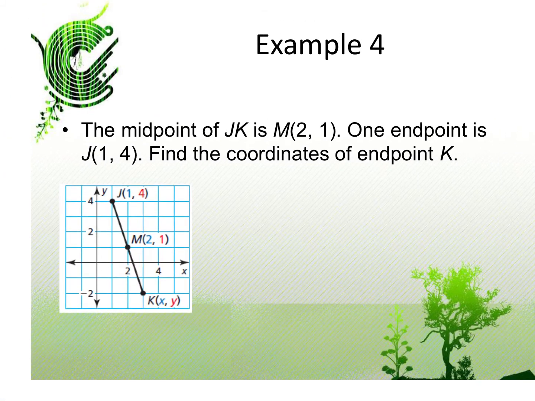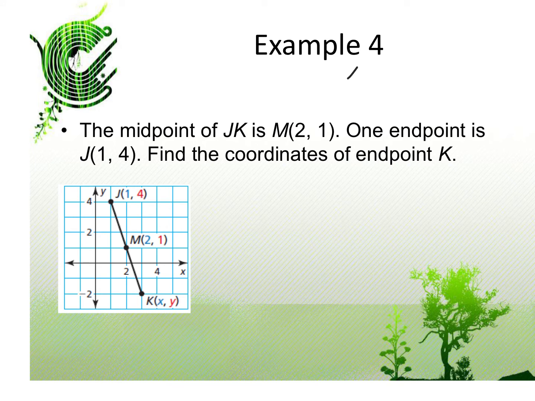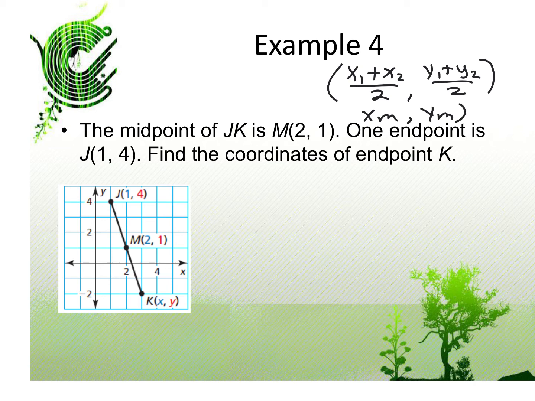I'm going to write the formula at the top. We have x1 plus x2 divide by 2, y1 plus y2 divide by 2. And remember, this gives me the x of the midpoint. This one gives me the y of the midpoint. So what I'm going to be doing is setting this equal to the x of the midpoint and then take the y's and set them. So I'm going to make 2 equations here out of this formula.